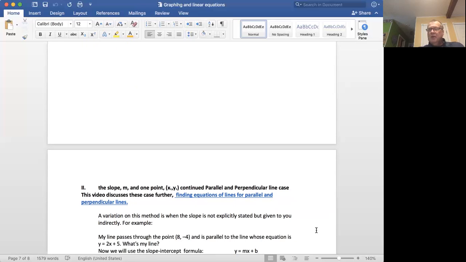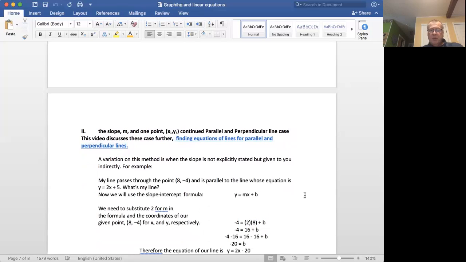Now, sometimes the slope is not given to you quite as explicitly. In other words, we might have a point and a line, and we're asked to find the equation of a line parallel to the line we have, or perpendicular to the line we have. I suggest that you start out by looking at this link here. This is a video that explains this more. But I do work out a few examples here.